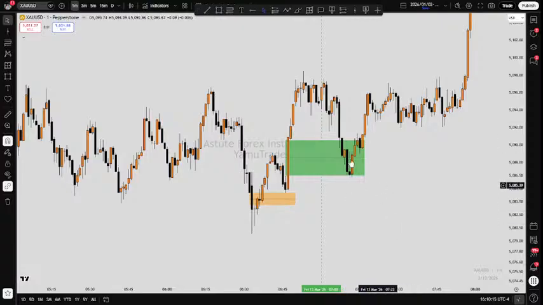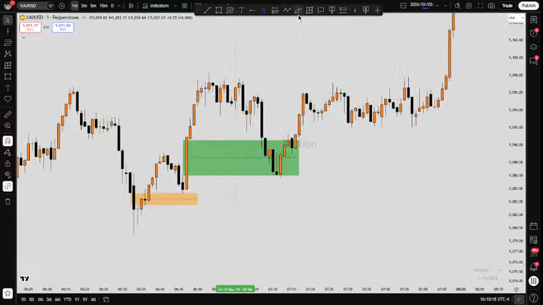Look at the bodies of these candlesticks, right? How does it respect this? Perfectly, respected perfectly. It just closed below it, closed inside it, so that's how we actually know that we're not gonna go any lower, right? Because the bodies are actually respecting it.